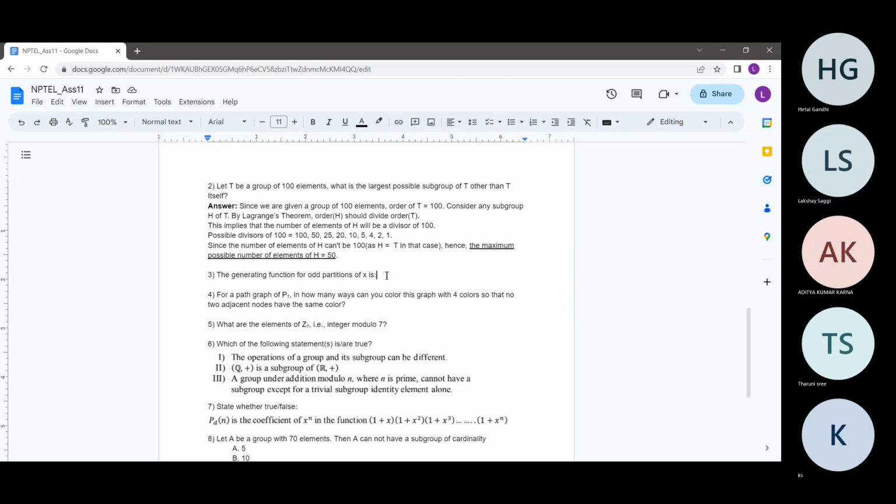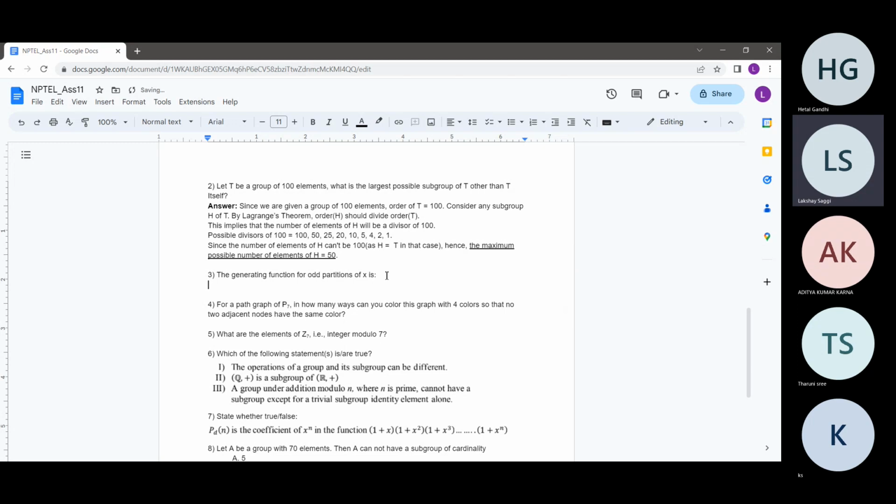Okay, so now coming to the third question. The third question is nothing but a straightforward revision question for you guys. What is the generating function for odd partitions of x? This is nothing too fancy, neither is it too interesting. It's just something which has been directly referred to in the lectures, right?